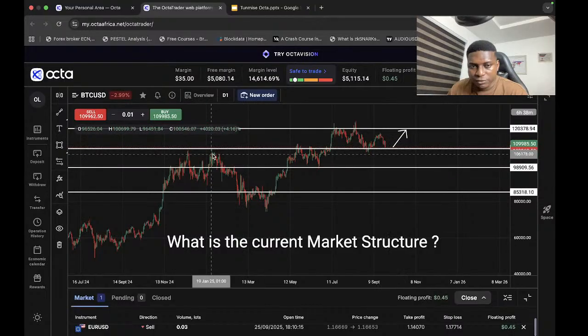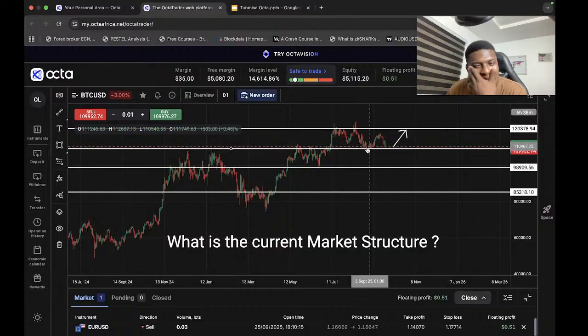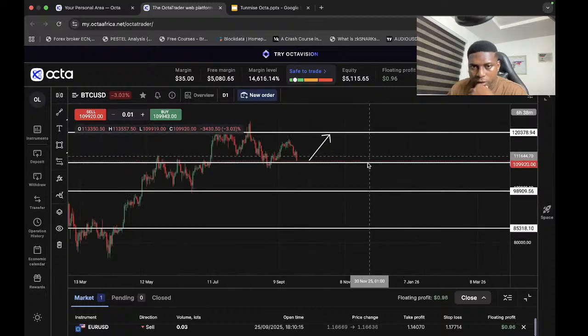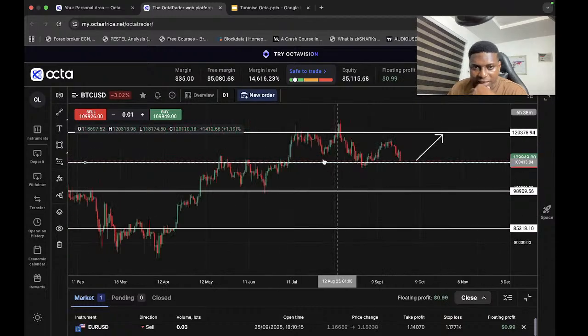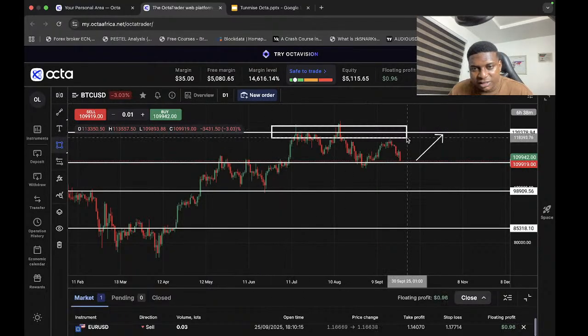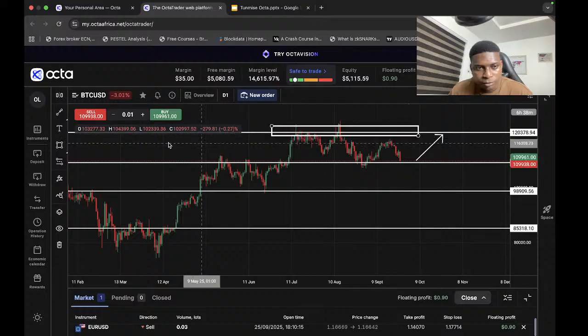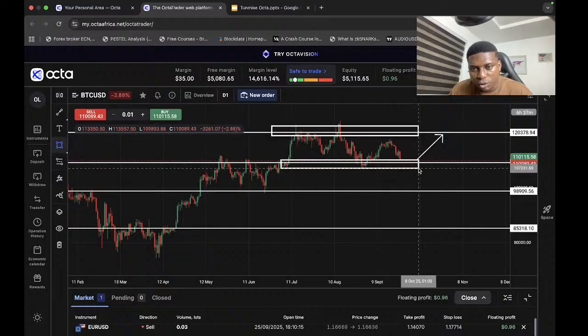This is a level of resistance. Now that level of resistance has now turned support. Okay? When we zoom in, we can now see that this is now a support zone. After this breakout, this level turned support. Now the new level of resistance zone is this level. So if you want to check it out now, this level here is the new level of resistance zone. Then this level here is the new level of support.